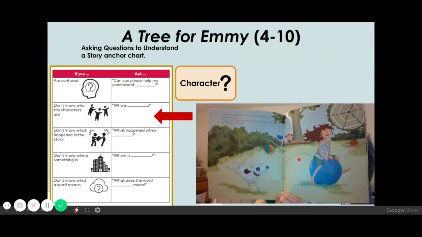Our text doesn't tell us when we read our page, so we have to use the picture to try to get clues. Since we know she's in her yard, maybe this is her sister or her friend, and perhaps this is her dog.